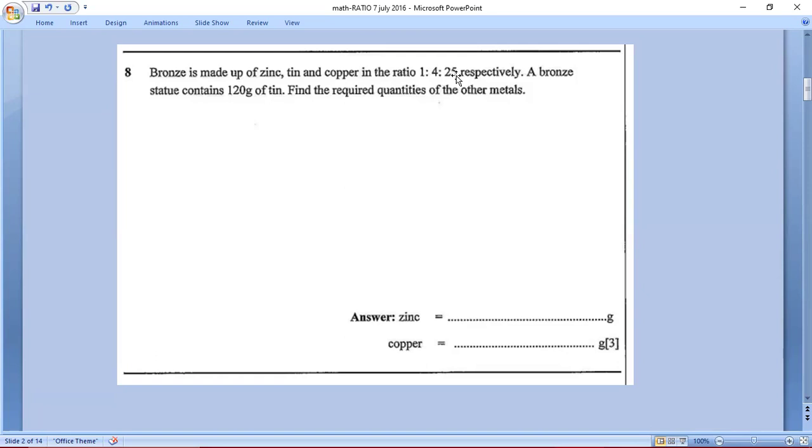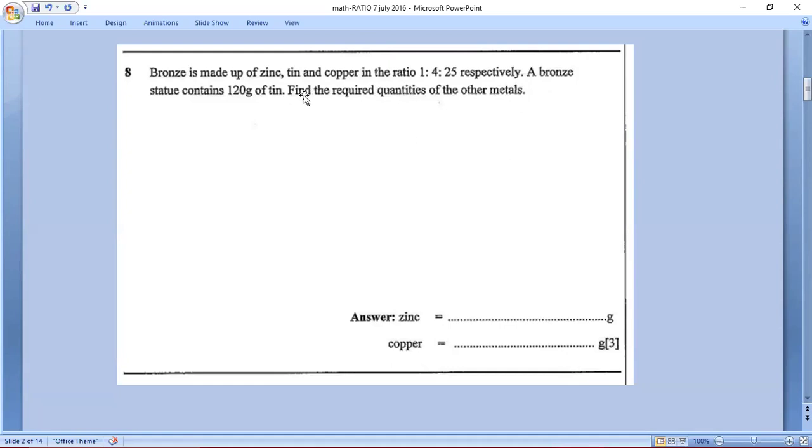So the total ratio there is 30. Then 1 out of 30, that's another way to think about it. If you knew the total, 1 out of 30 of that total will go to the zinc, 4 out of 30 of that total will go to the tin, then 25 out of 30 will go to the copper. That's another way to think about it.